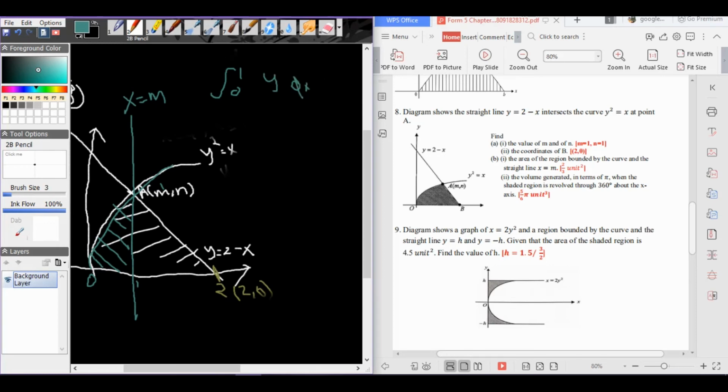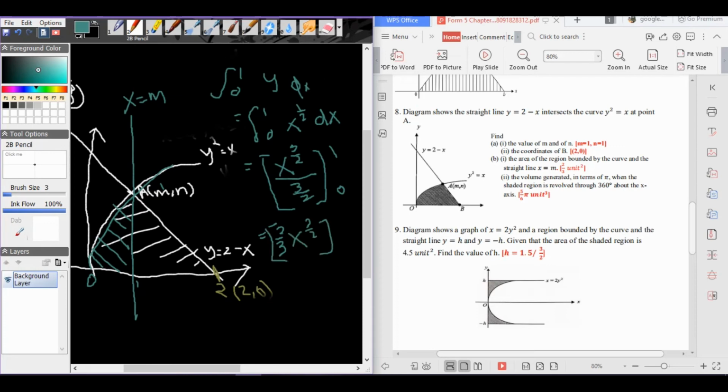The integral of y dx equals the integral from 0 to 1, y equals square root of x, dx. Integrate. So power plus 1, you have 3 over 2, over 3 over 2. Integrate from 0 to 1. Then you will have 2 over 3 x to the power 3 over 2, from 0 to 1. Substitute 1 into x. You will have 2 over 3 minus 0. So this is 2 over 3. And the area, so the unit will be unit square.